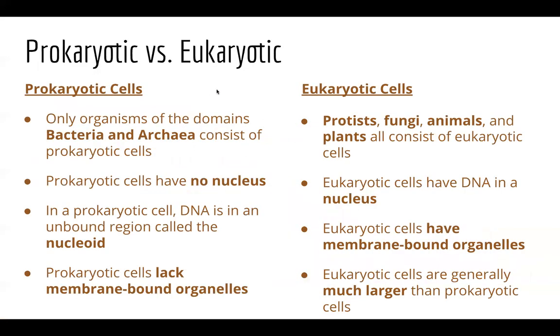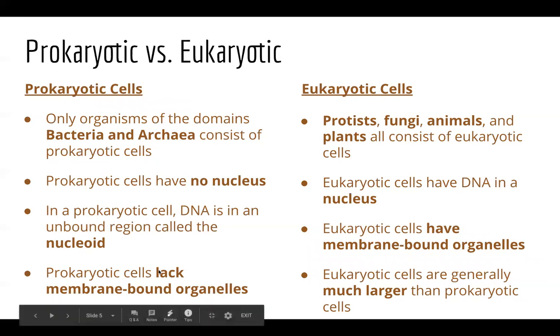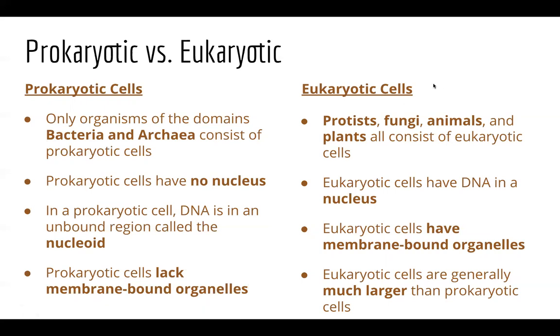There are many differences between prokaryotic and eukaryotic cells. Prokaryotic cells are only organisms that are bacteria or archaea, and they have no nucleus, which means that their DNA is not in a nucleus because they don't have one. Their DNA is in something called a nucleoid, which is an unbounded region. And prokaryotic cells lack membrane-bound organelles. Eukaryotic cells are basically human cells, plant cells, fungi, animals, all sorts of things like that.